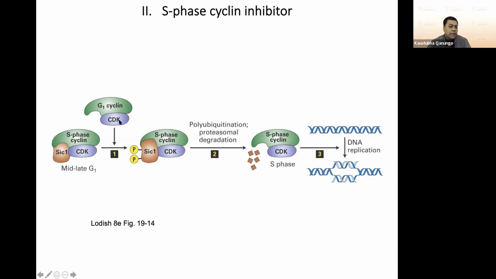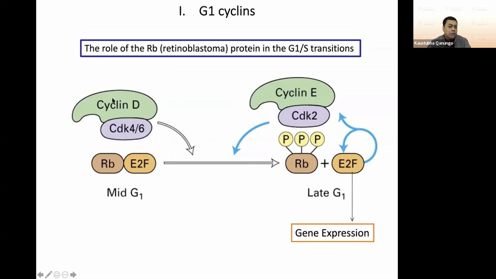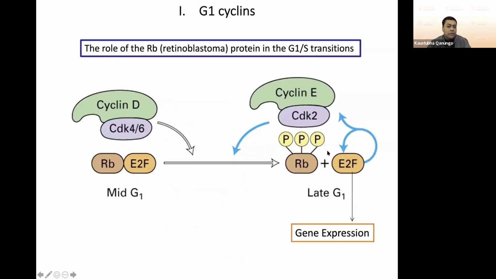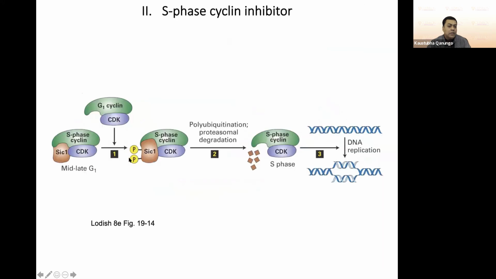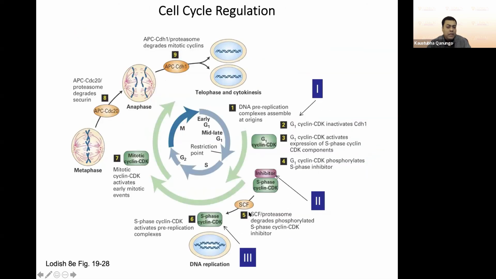But remember that your G1 cyclin CDK complex, which is right here, activates the S-phase cyclin CDK components, and how they do this. Remember that right here, they will initially phosphorylate that SYK1 complex. Once it is phosphorylated, then if you go back right here, this SCF proteasome will degrade this inhibitor once it is phosphorylated, which is the SYK1.